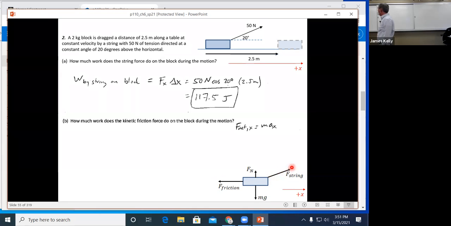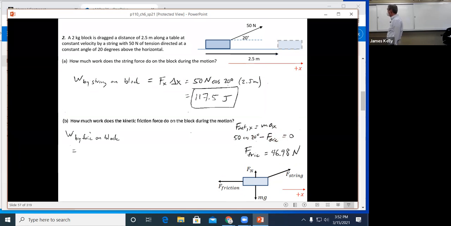And that means the x component of the string force exactly has to balance out the x component of the friction force. Okay, so if I do F net x equals 0, because it's not accelerating at all, it's moving at constant velocity, that's crucial. That allows me to solve for the magnitude of the friction force. Friction force is pointing to the left in the diagram, strength 46.98 newtons about.